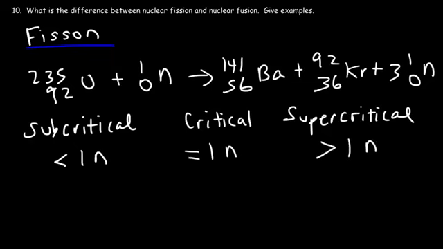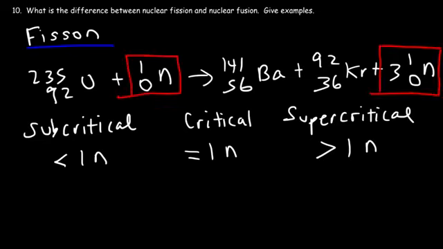In this case, this is a supercritical reaction because it uses up 1 neutron, but it produces 3 neutrons, and so the reaction will accelerate at a greater rate. So it's a supercritical chain reaction.